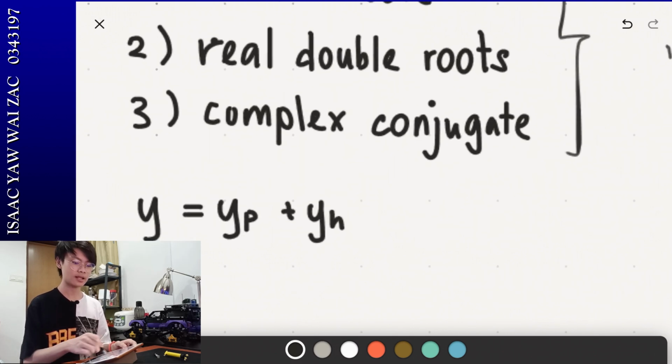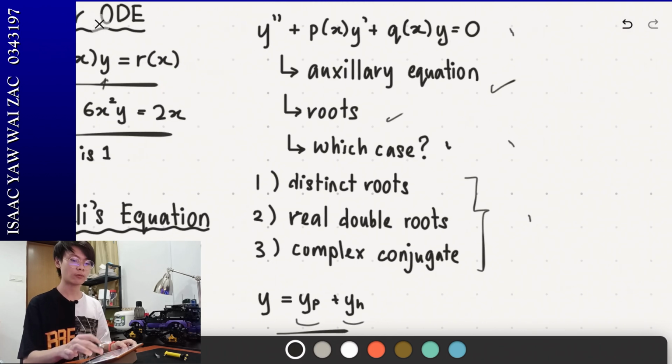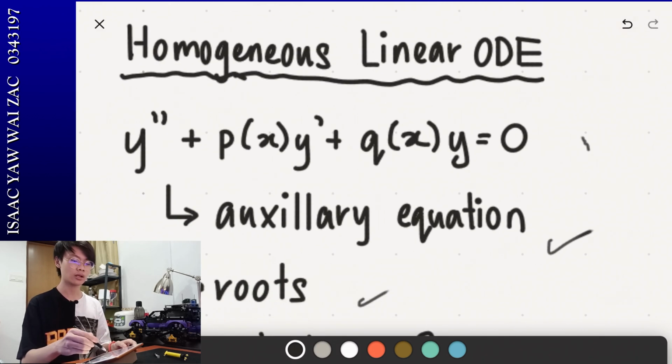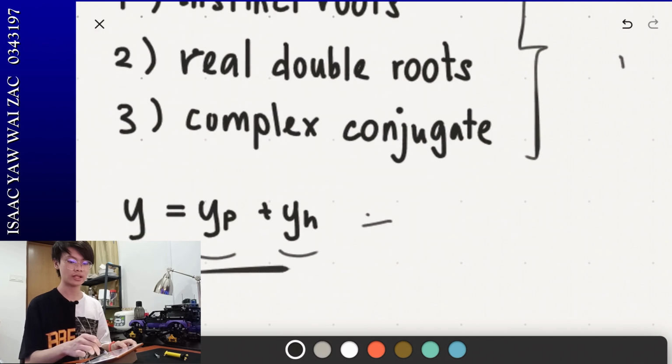And then lastly, this is a complicated one where we have to find yp and yh. We have yh if our second order ODE does not have 0 over here. Instead, we have another value over here. We can solve it to get yh. So these are all the ODEs that I've learned so far.